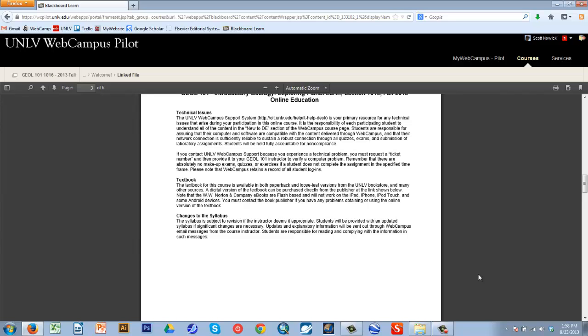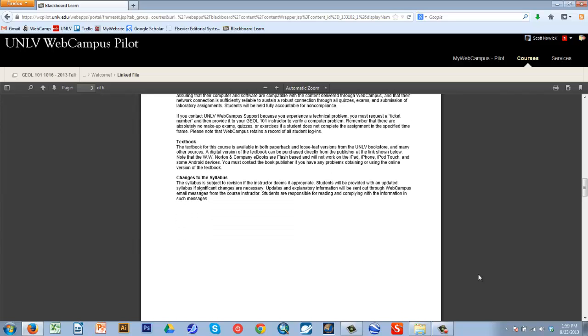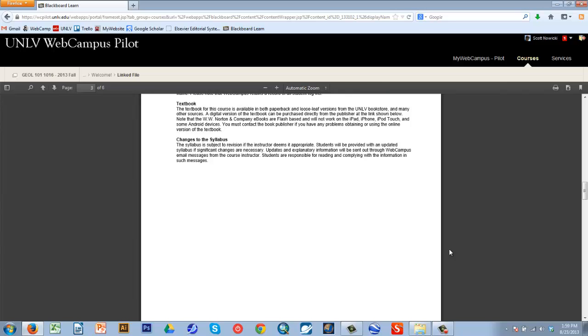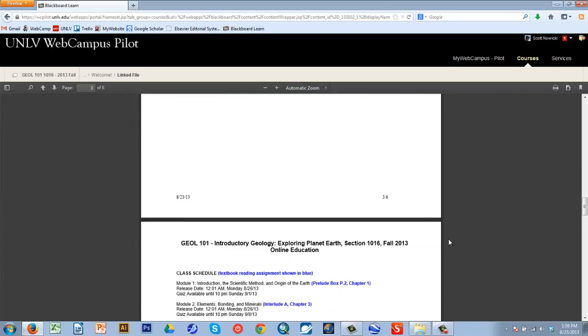The textbook, of course, is both paperback and loose leaf versions, as well as a digital version. It doesn't matter what kind you get. The standard statement is that the syllabus could change, but the reality is I'm not going to change the syllabus throughout this term. So as it sits right now, that's how it's going to fly for the rest of the term.